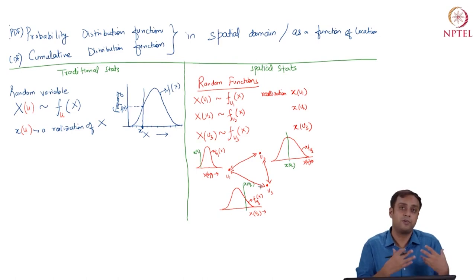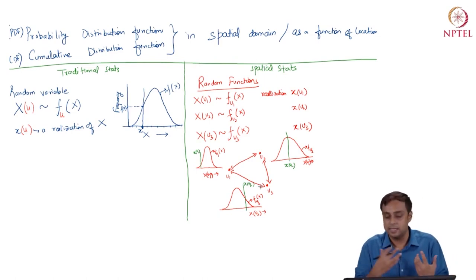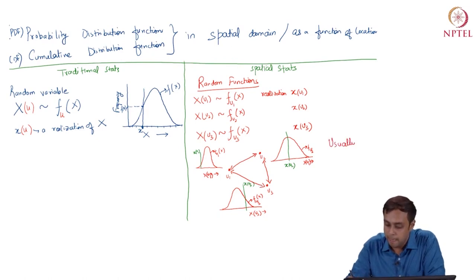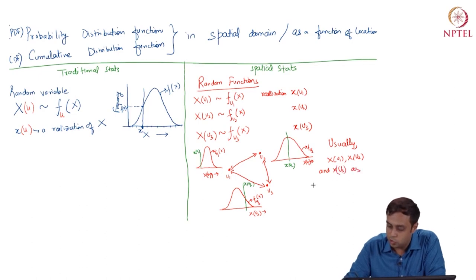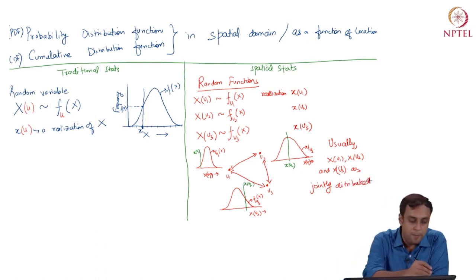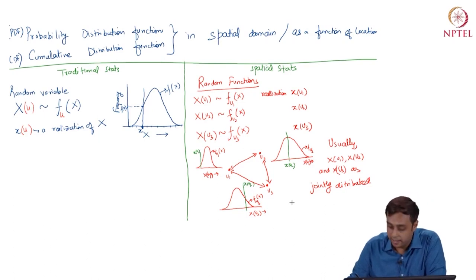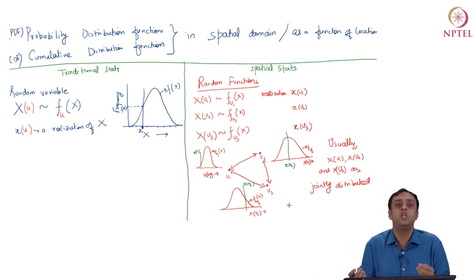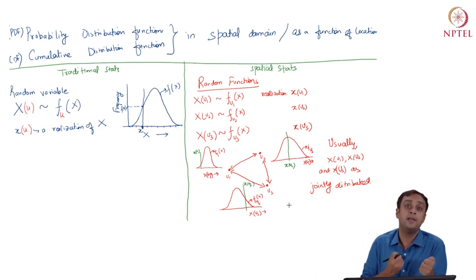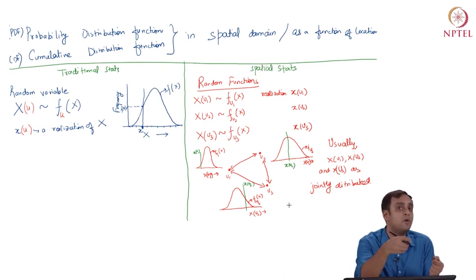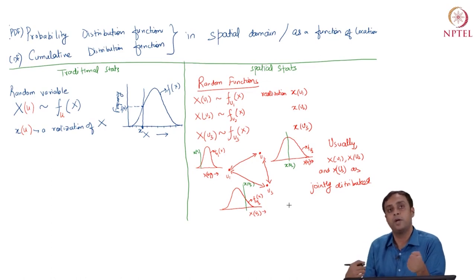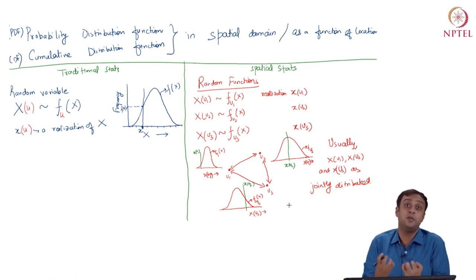Now, what differentiates random functions from random variables is that usually we have X U1, X U2 and X U3 as jointly distributed. Mathematically, joint distributions would mean that when I try to explain what value will be observed at location U1, it will give me some information about what type of realization might be observed at U2 and U3. Okay? So there is a jointness in the way these three values are realized.